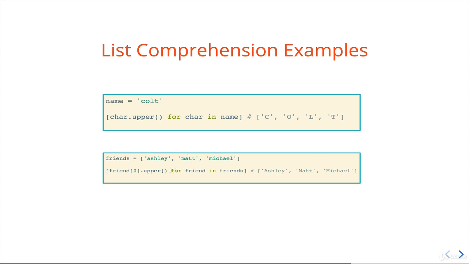We are looping through, so for each friend in friends, take that friend, take the first character, and uppercase it. So then we end up with Ashley, capital A, Matt, capital M, Michael, capital M. And so we end up with a list always. So even though we're working with a string, in this case, we're looping through the string, this is a list comprehension. The end result that's returned is a list.